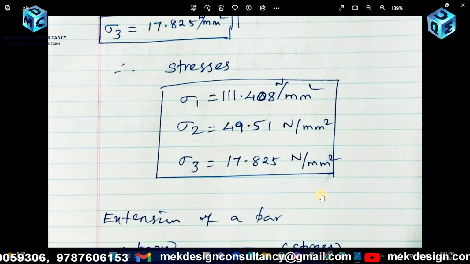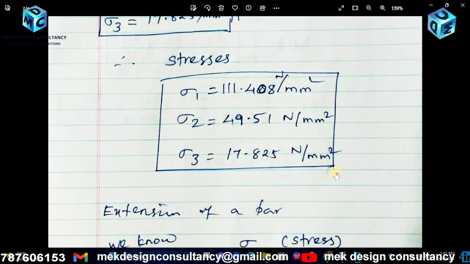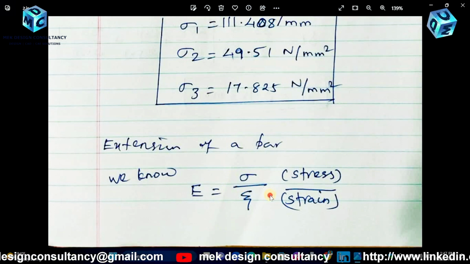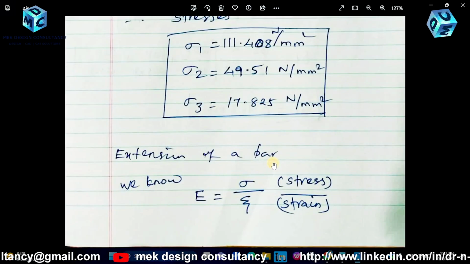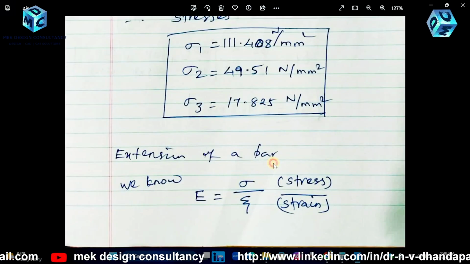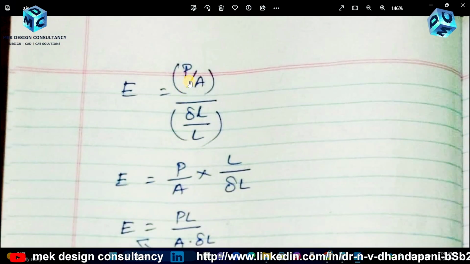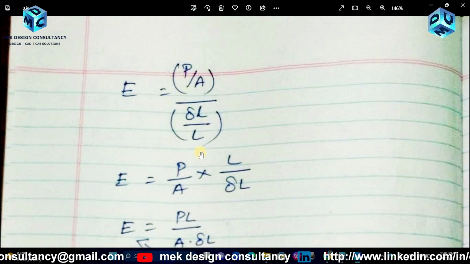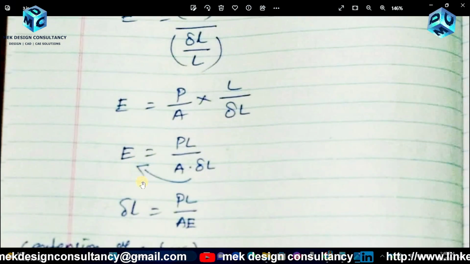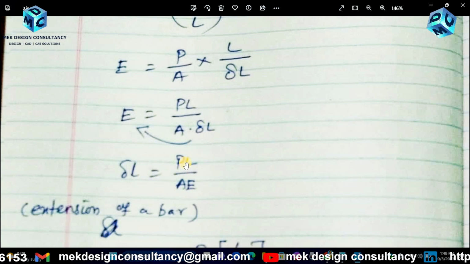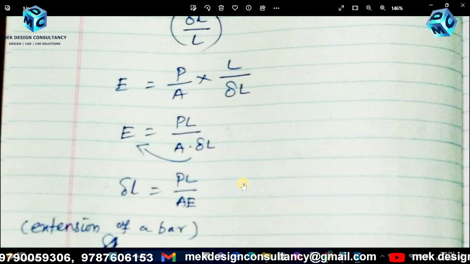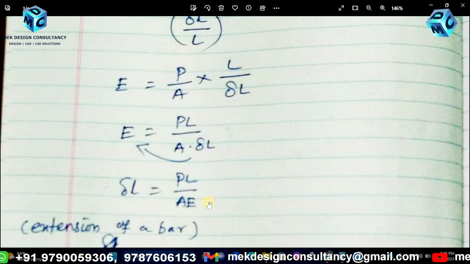Next is to determine the extension or elongation of the bar. We know that Young's modulus equals stress by strain. Using the Young's modulus formula, we determine the elongation of the stepped bar. Stress is equal to P by A and strain is nothing but change in length by original length. After simplification, we get elongation, or change in length, equal to PL by AE. Here P by A into L by del L, if simplified, gives PL by AE.